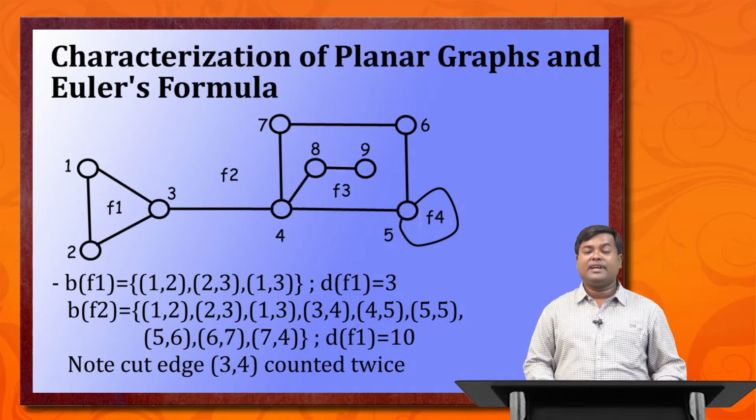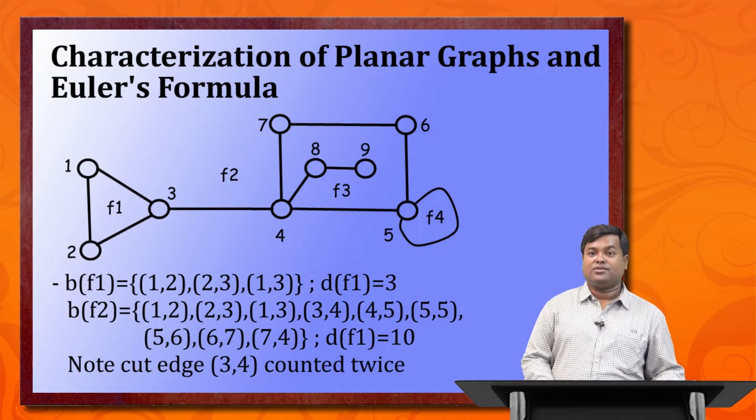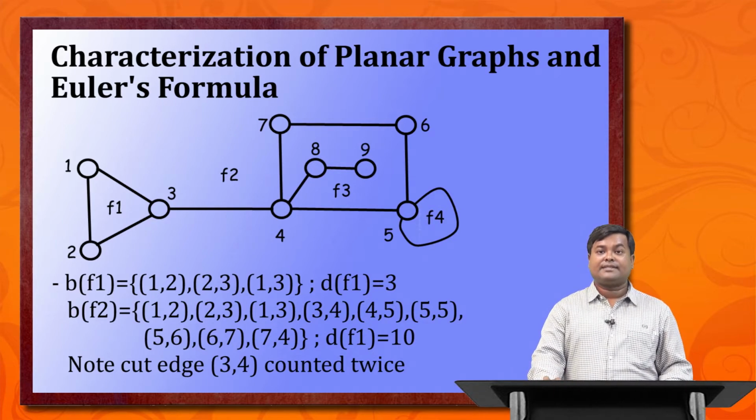We can also define the degree of F1 in the other way, as we said. If we start visiting the entire boundary, starting from 1, we first go from 1 to 2, 2 to 3 and 3 to 1. So the degree is 3 in that definition also. So this is degree.